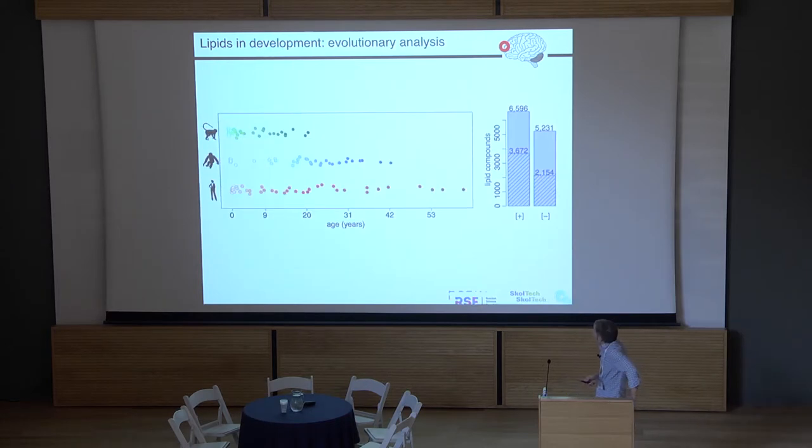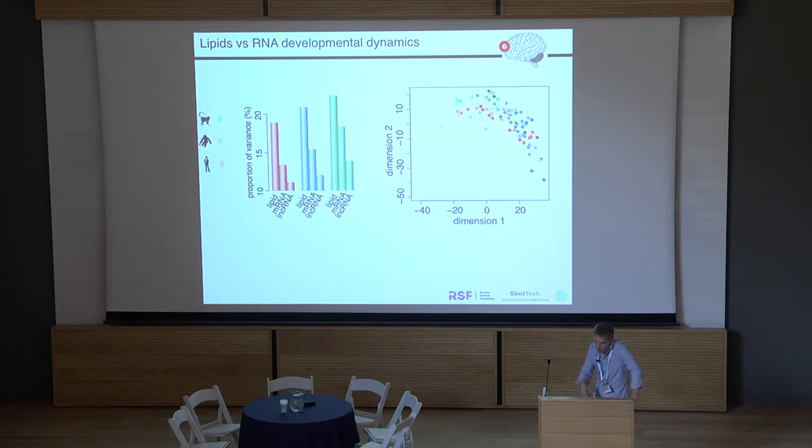But as I promised, we compared humans to chimpanzees and macaques, what we usually do. But here we only had 40 individuals because we don't have 400 chimpanzees and 400 macaques. And it's mostly development, so there are a lot of points at the young age because there are a lot of changes happening. Again, we're looking at thousands of compounds. And again, lipids change a lot.